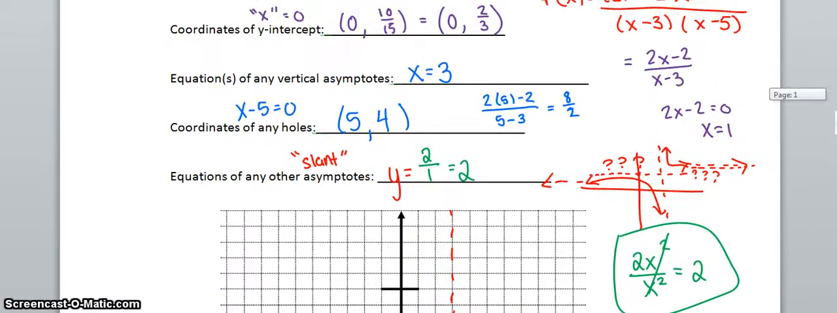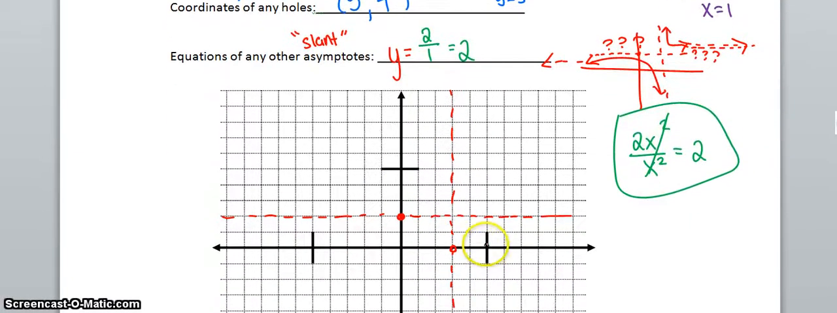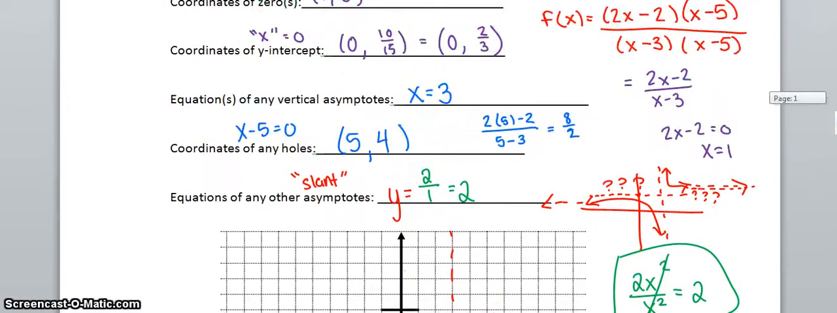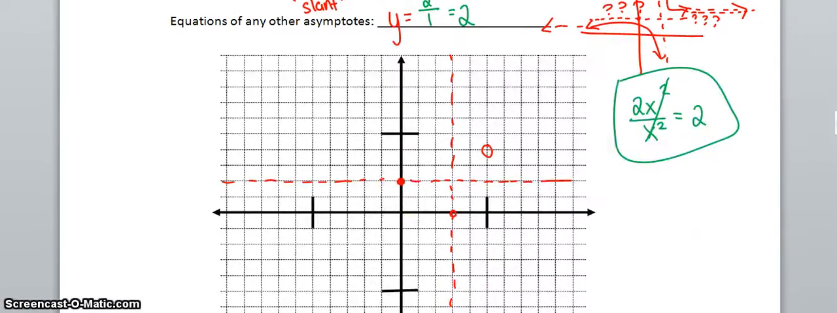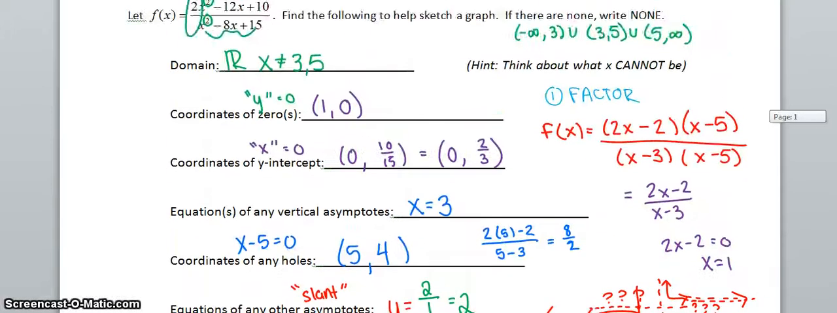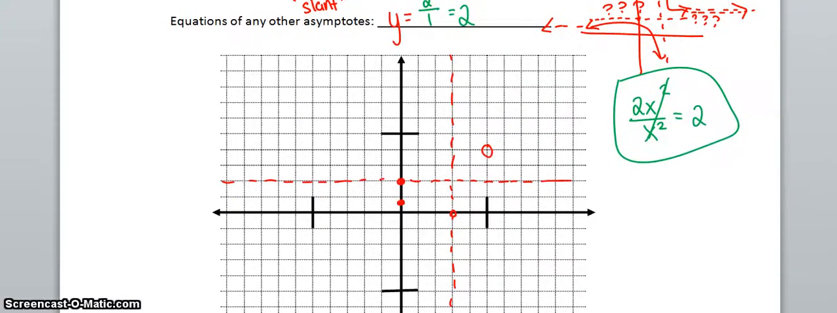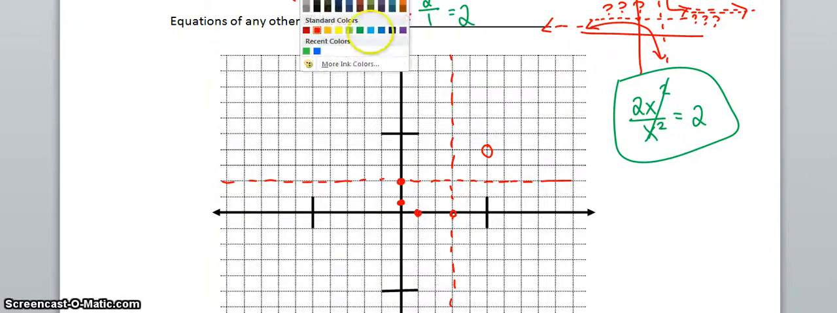Can also plot my hole is at 5, 4. So here's 5, here's 4. There's going to be an open circle there for a value that was canceled out. My y-intercept is at 0, 2/3, which will be about right here. And my x-intercept is at 1, 0. So let's see, here's 1, 0. And from this you can sketch a graph.